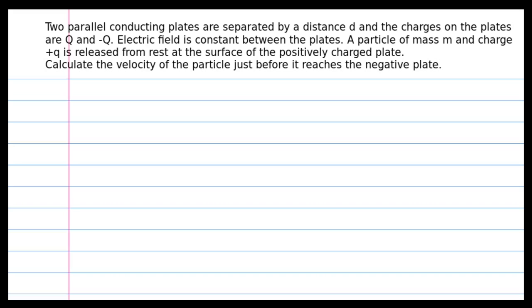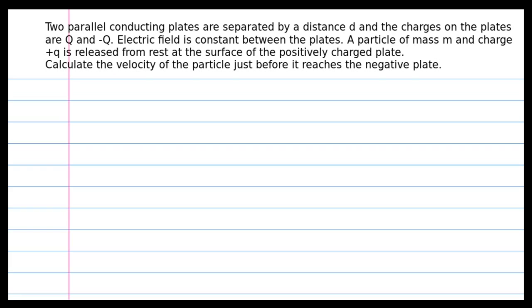Two parallel conducting plates are separated by a distance d, and the charges on the plates are q and negative q. Electric field is constant between the plates. A particle of mass m and charge positive q is released from rest at the surface of the positively charged plate. Calculate the velocity of the particle just before it reaches the negative plate.